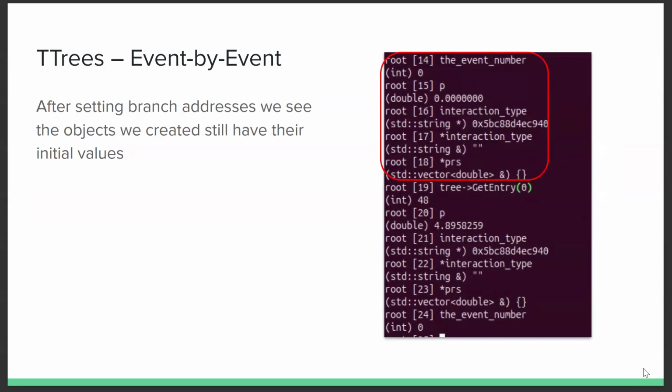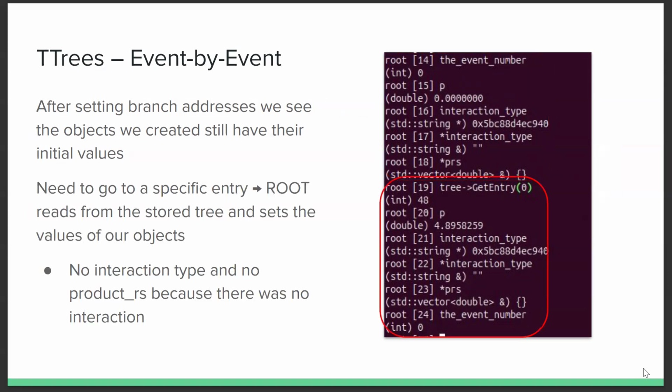And after setting these branch addresses, we see that the objects we created still have their initial values, right? This is because we've not actually said to the tree, look at this specific entry. We just said, here's the under the hood C++ stuff that you'll use to actually look at that information. So what we'll do is we'll say, okay, tree, get the entry at row 0, and then it sets the values of our objects that we've specified earlier.